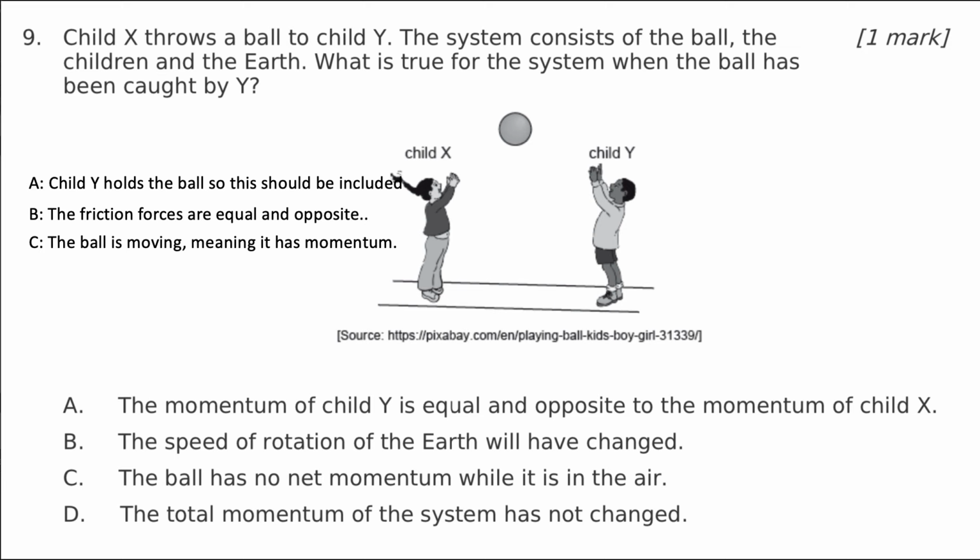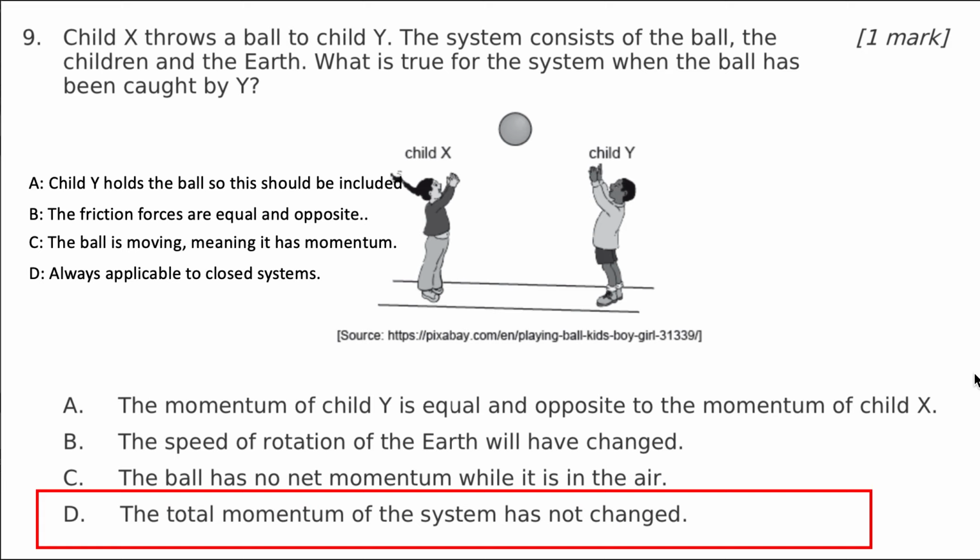It's clear, I hope, from part C that the ball is moving, and so that means it has momentum, and so therefore this no net momentum does not quite make sense. And lastly, the total momentum of the system is not changed, and this is always applicable to a closed system, which is why the answer here is D.